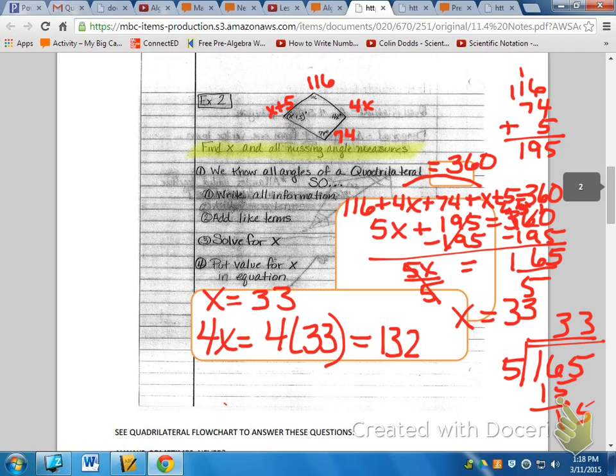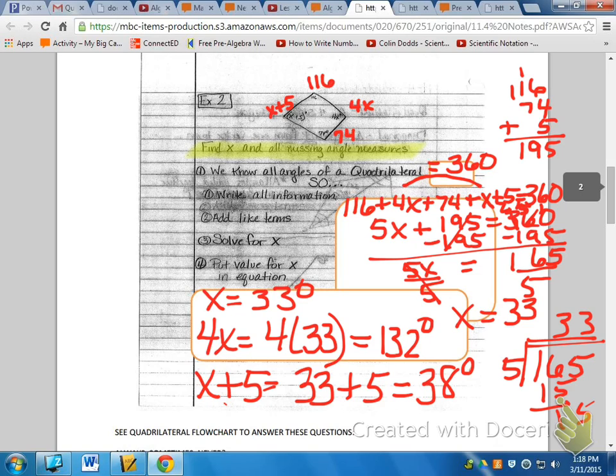Then you subtract 1. So we still need to find the angle that is x plus 5. Since we found that x was 33, we're going to put 33 in for x, and 33 plus 5 would be 38.